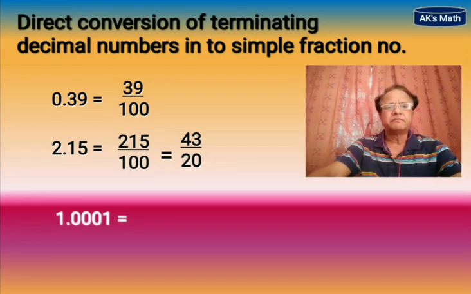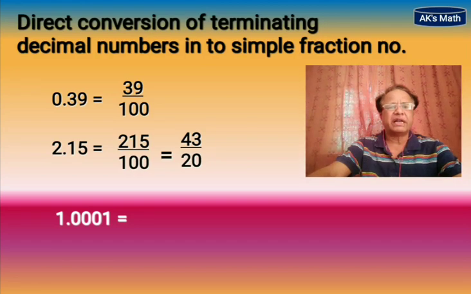Look at one more example, 1.0001. Now 3 digits are there after the decimal.